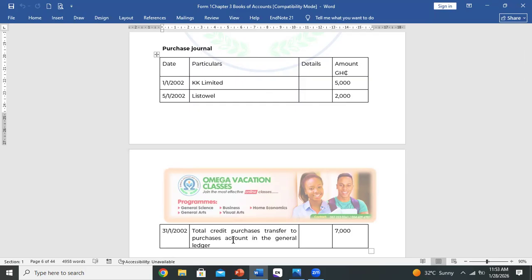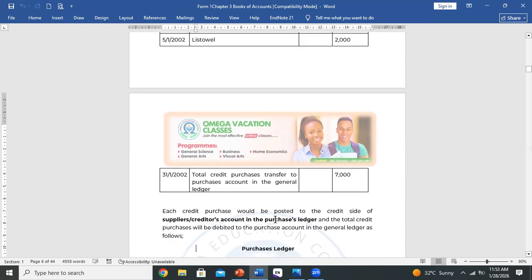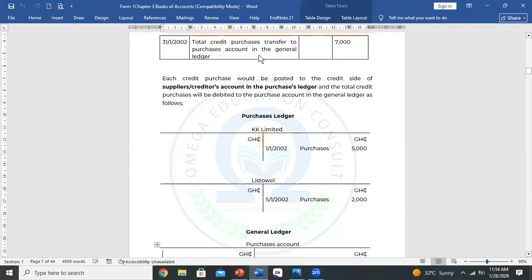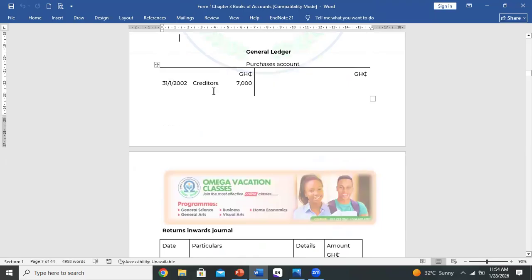If it is purchases account, if it is sales account, if it is return invoice account, take note of that. So like you see, you just write your purchases ledger, put the individual creditors, KK Limited, Listowel. And these are creditors. If we purchase from them, we credit the account. Then in the general ledger, the purchases account, we debit. Anytime we purchase, we debit. Please, any question up to this point?